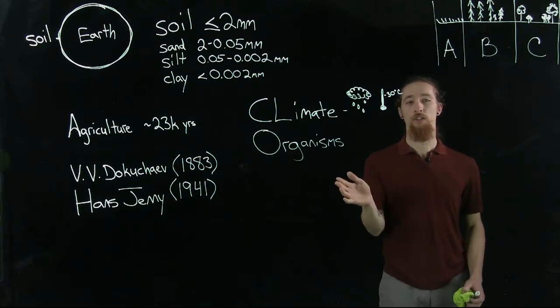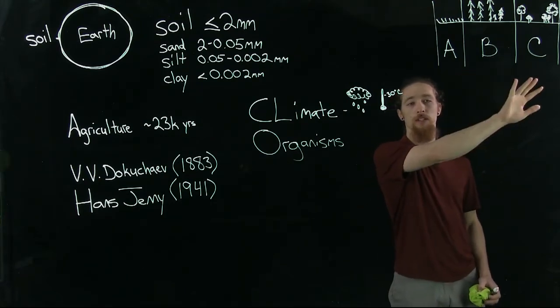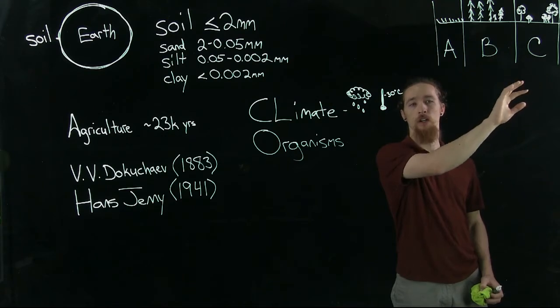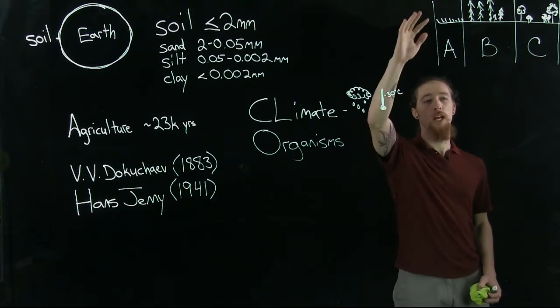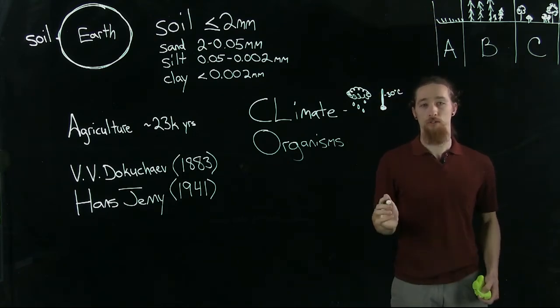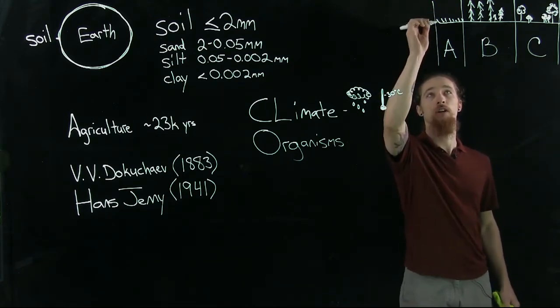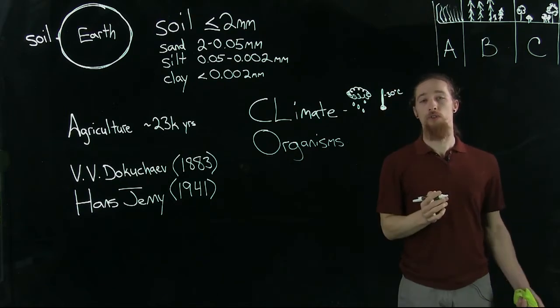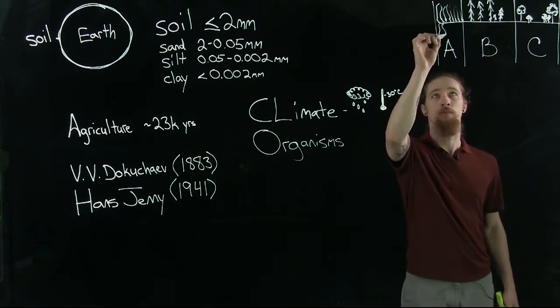Organisms had a lot to do with explaining some of this soil order that we saw back with Dokuchev. So for example, here we have maybe a pasture where there's just a bunch of grass. And as the grass grows taller, the roots, of course, grow longer and deeper.